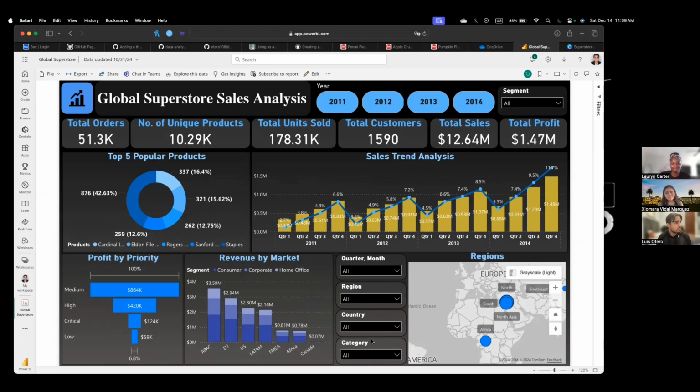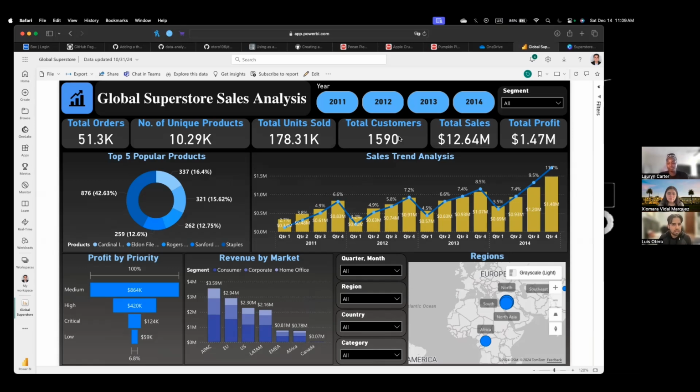So the Global Superstore has 1,590 customers, and out of the 1,590 customers, they have a total sales of 12.64 million with a total profit of 1.47 million over the span of 4 years.